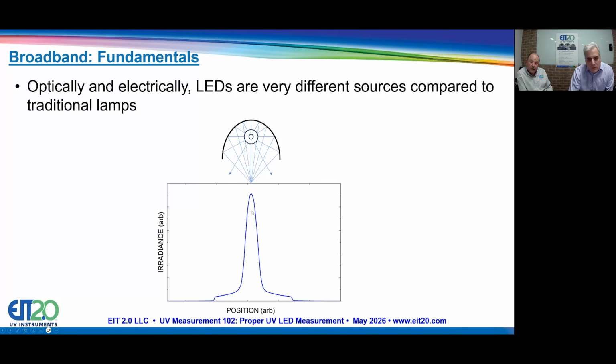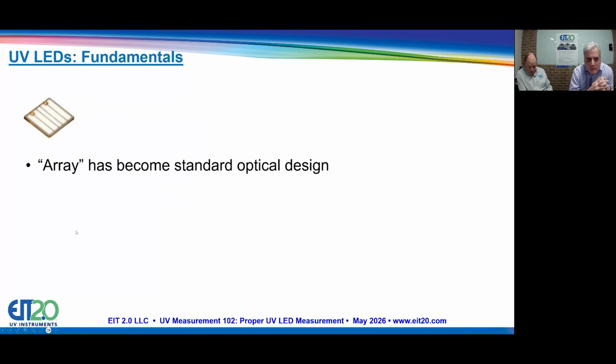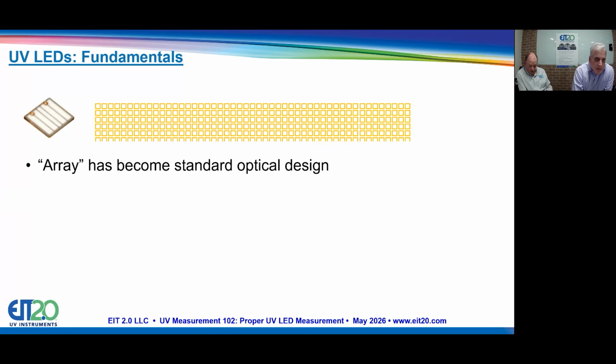Then you get this usual profile with the high peak intensity at the center where the focal plane is, and then you get these long wings that go on and on for a little while due to the direct rays coming out of the bulb. That's a little bit different than LEDs. LEDs individually are very small devices, about 1 millimeter square. So the design of choice is some sort of array where many of these LEDs, hundreds of them, are put into some sort of lamp design.